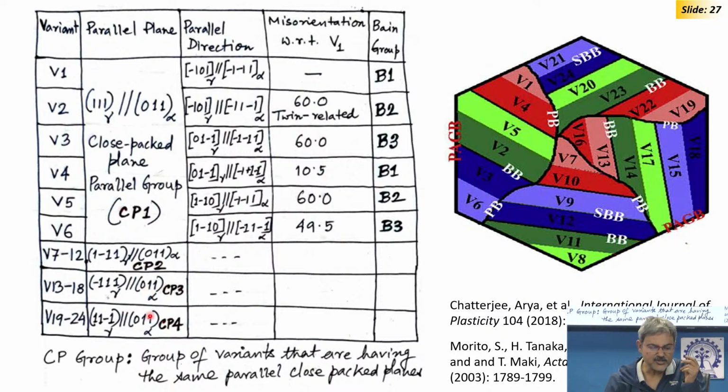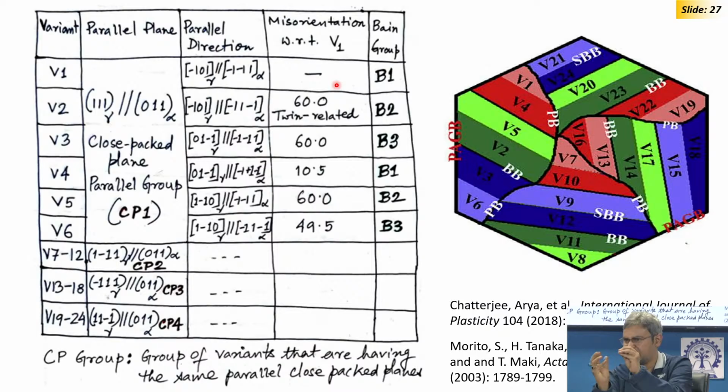So, 4 possible close-packed groups, which generally form the packets. For each close-packed group there is a single planar relationship, but the directional relationship can change. Now, you can take their misorientation with respect to the first variant V1. If you take V1, V2 is 60-degree oriented. Why? Because you can also match them with the corresponding Bain group, not perfectly matching, but near the Bain group.